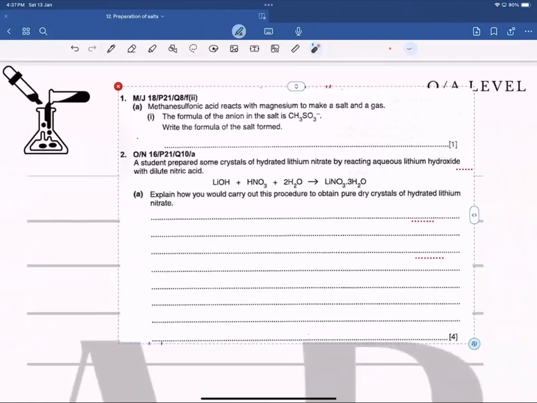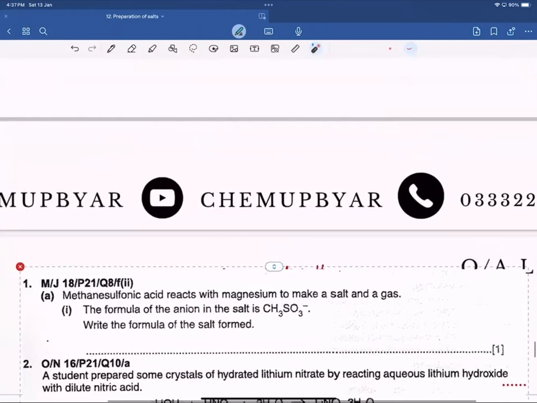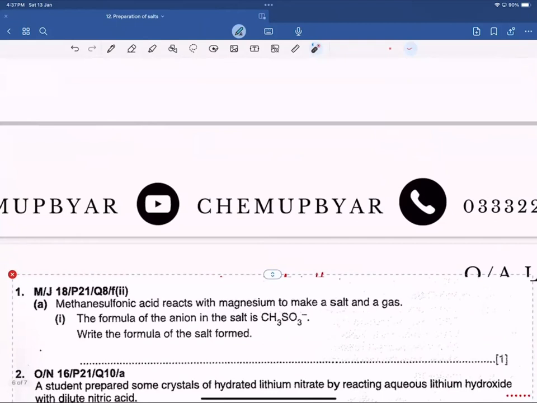Here they are saying that methane sulfonic acid reacts with magnesium to make a salt and gas. The formula of the anion in the salt is CH3SO3 negative. So that salt contains this negative ion. Now they are asking to write the formula of the salt formed. So what positive ion will be present in the salt? Magnesium 2 plus. Magnesium 2 plus.